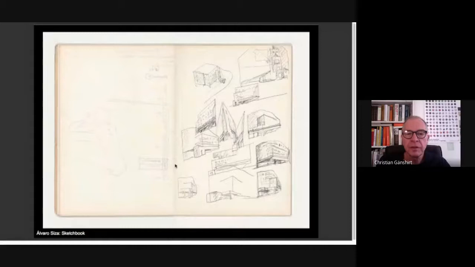Caesar, at the time, was using very simple school books for school children, very cheap, and just ball pens, and he's sketching a lot and almost all the time. So there's hundreds of these sketchbooks filled with sketches.